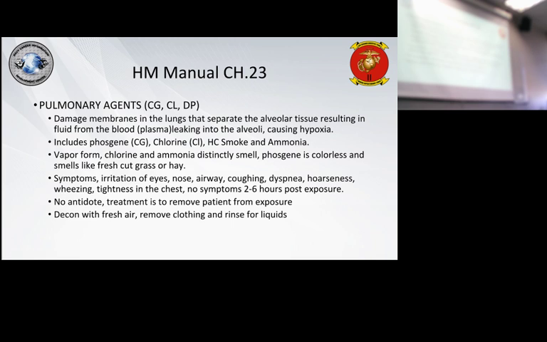So since it's pulmonary, you're thinking it's mainly going to affect your lungs and your passageway, right? So there's no antidote. Treatment is to remove the patient from exposure. Decon is fresh air and remove the clothing or rinse for liquids. Next.